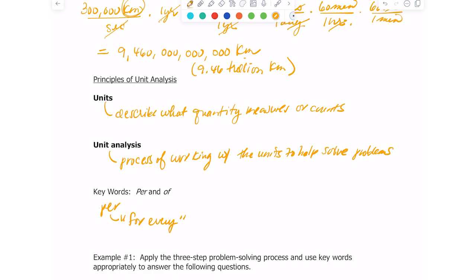right? So, let's say there's a class of 20 students and two of them are boys. You could say there's two boys for every 18 girls. Okay. And for every means to divide. And then of is to multiply.